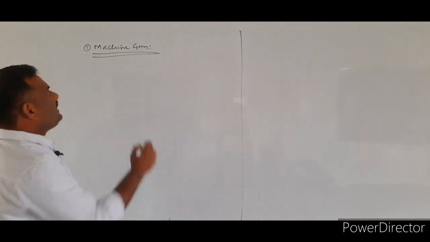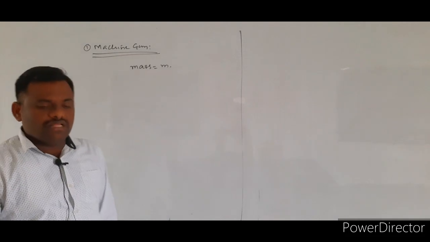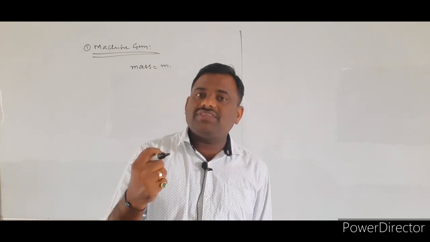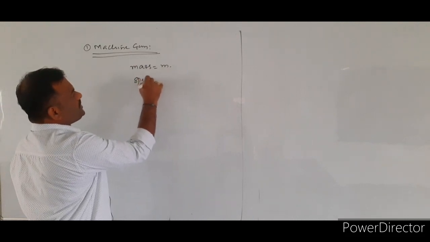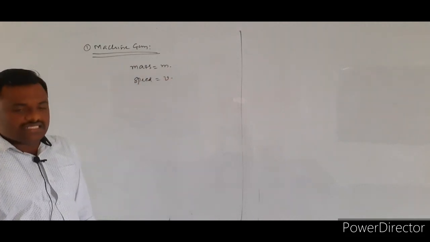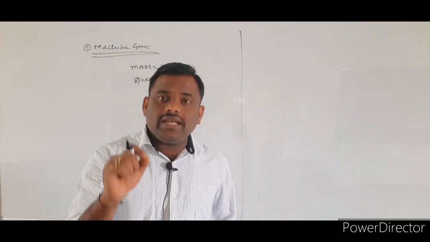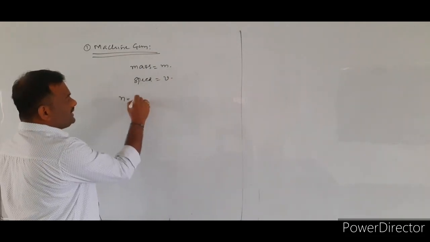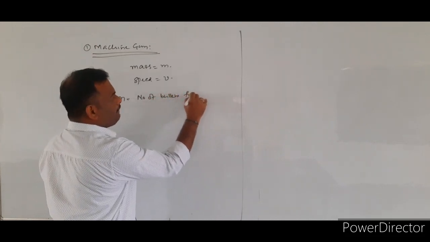So we are assuming that the machine gun is firing bullets and the mass of each bullet is small m, which is a constant value. Any number of bullets fired by the same machine gun, the mass of each bullet will remain the same. And for a given machine gun, the speed of the bullet coming out of the gun is also constant. Then, what is the force required for holding the machine gun while it is firing small n number of bullets per second? Here small n is the number of bullets fired per second.